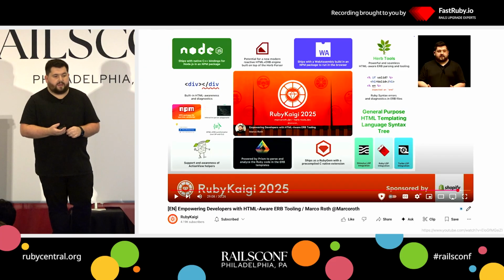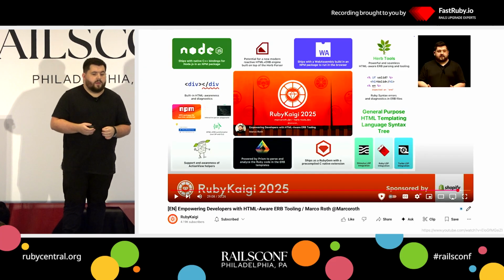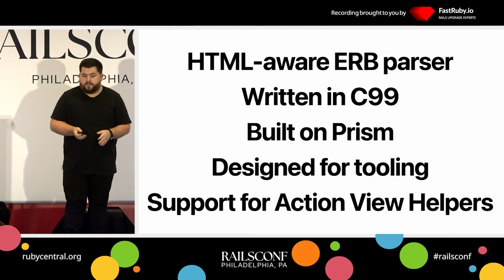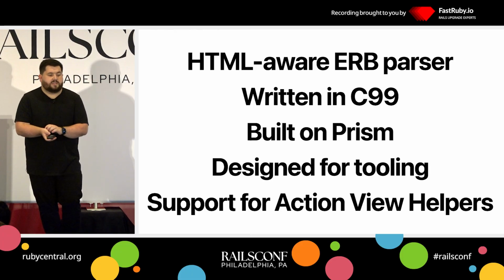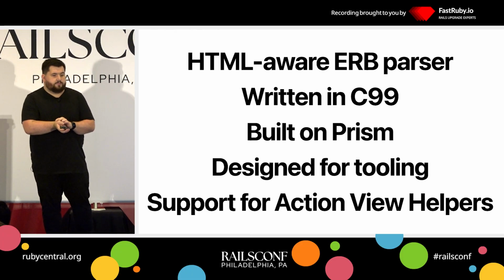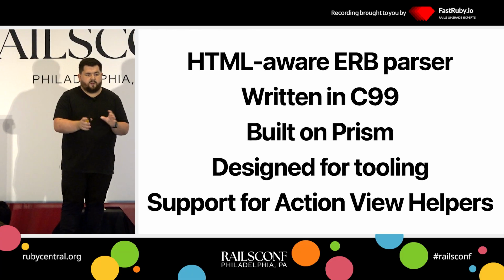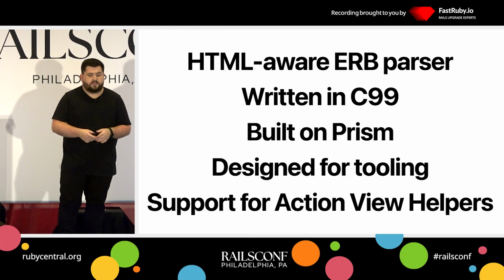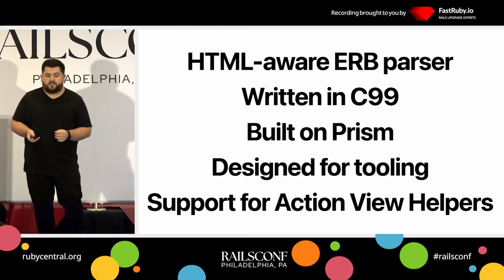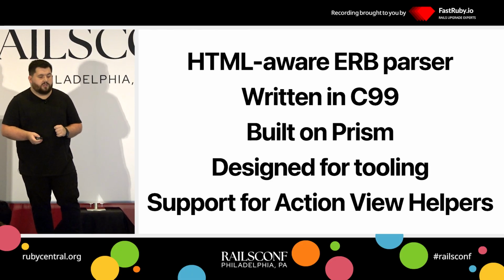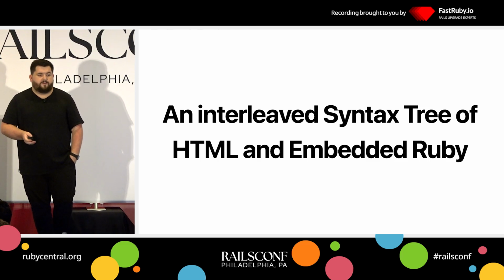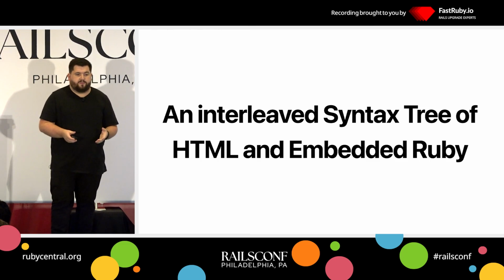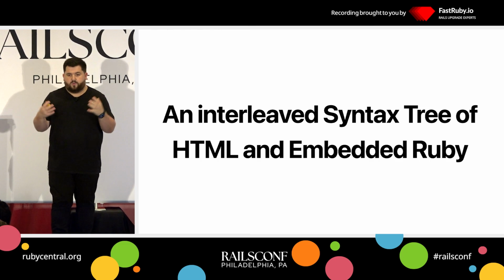I talked about this at my RubyKaigi talk earlier this April. But to sum it up, it's an HTML-aware ERB parser. It's a new one. It's written in C. It's built on Prism, the new Ruby parser, to parse out the Ruby snippets in the ERB files. It's designed for tooling first, and it has support for all the Action View helpers. So what this does is it builds up an interleaved tree of HTML and ERB, and brings it up into one tree.